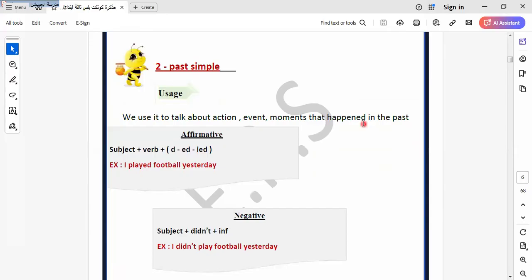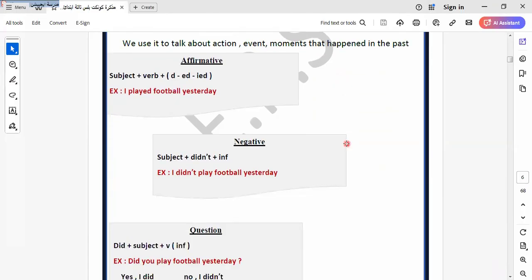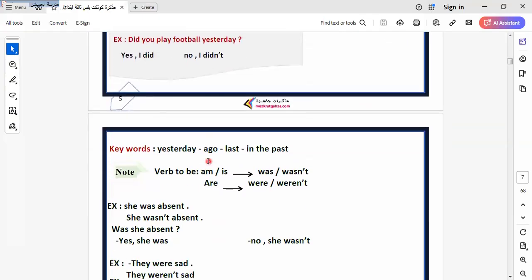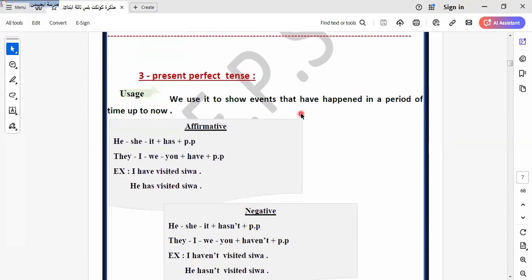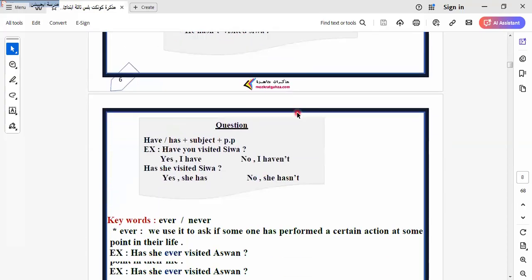We have another tense here, which is past simple tense. This tense talks about what? About an action that happened and ended in the past. We know it by adding ed to the verb, like I played. When we put did, I omit ed, so I return the verb to the infinitive form. Here we use verb to be, was, were in the past form, yesterday, ago, last in the past.